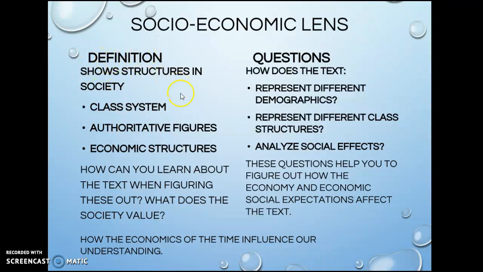Okay, so the definition shows structure in society. The class system, authoritative figures, so who's in charge, who makes the rules, who's the rulers, the leaders, who has control and power, and economic structures. How does a society make money, get money? How is money taken away from other people? Again, it's about control and power, not just money. So we think about how can you learn about the text when figuring these out. What does the society value based on these things, these structures? Questions you should ask as you're reading.